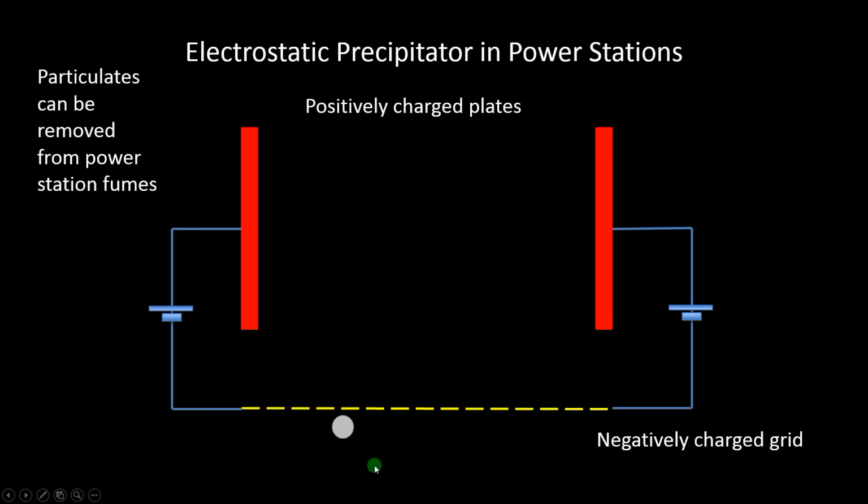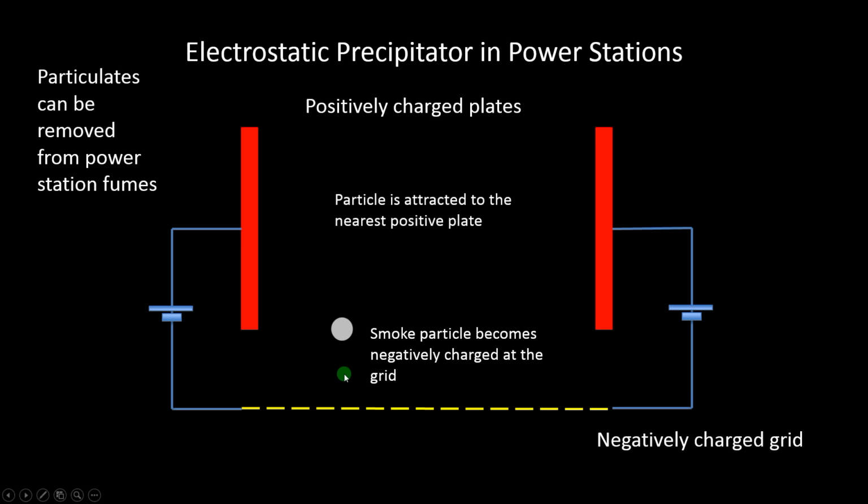So this is what happens. The smoke particle comes to the grid. It becomes negatively charged at the grid, like this. And then as it moves up through the flue, because the plate is positively charged, the negatively charged particle will be attracted towards it, and it sticks. So rather than this smoke particle coming out of the top of the chimney from the burning, it will stick to this grid, and they will gradually build up a layer of particulates that can then easily be disposed of without going out into the atmosphere.